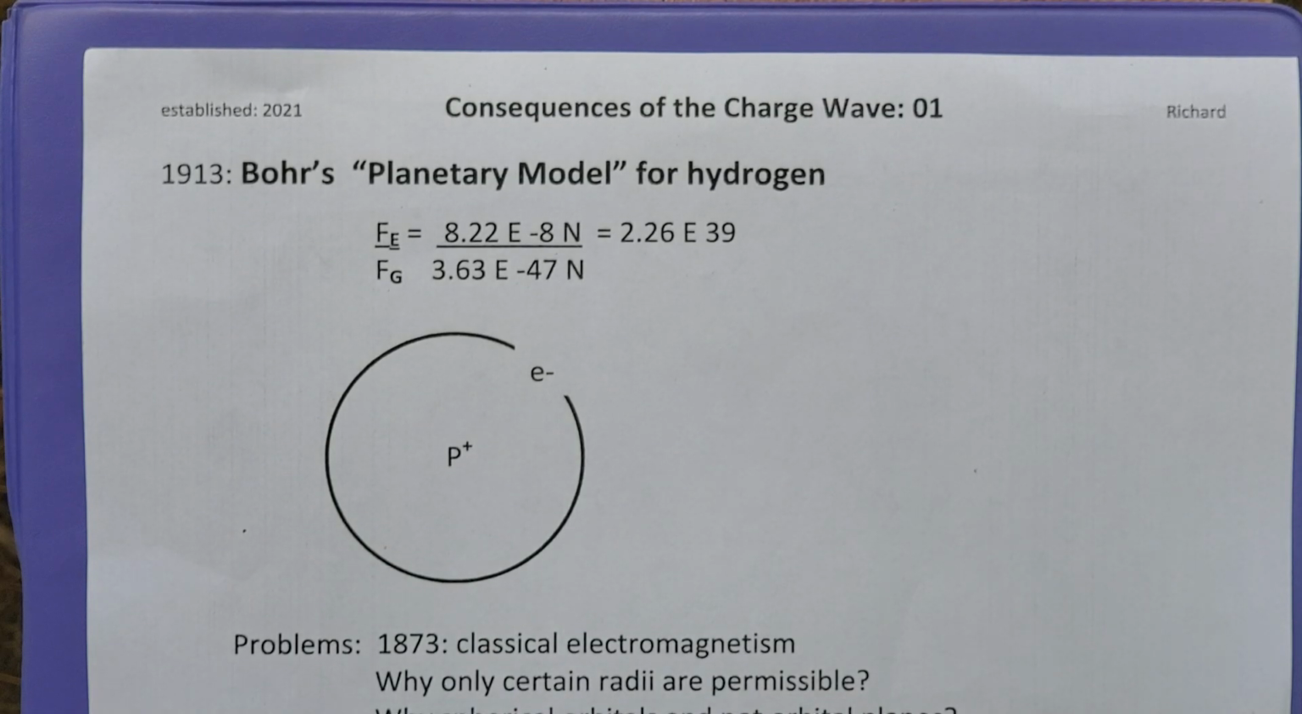It's no wonder that with these two equations so similar, in 1913 Niels Bohr came up with this planetary model. If we do a ratio of Coulomb's force over Newton's force, we have a difference of 2.26 times 10 to the power of 39. That's over 2 followed by 39 zeros more powerful.